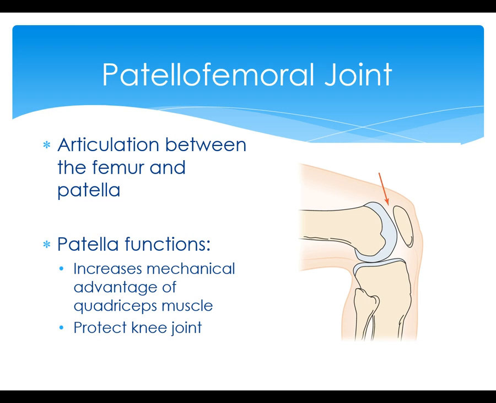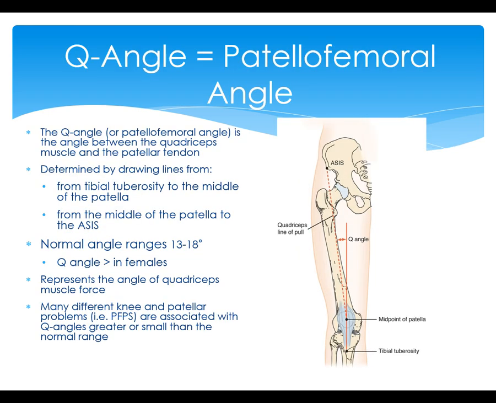To go along with the patellofemoral joint you have what's called the Q angle, or the patellofemoral angle. So the Q angle is the angle between the quadriceps muscle and the patellar tendon. This is determined by drawing lines from the tibial tuberosity to the middle of the patella, and from the middle of the patella to the ASIS of the pelvis. Normal angle range is about 13 to 18 degrees, and because a female pelvis is wider, a Q angle is actually greater in females.